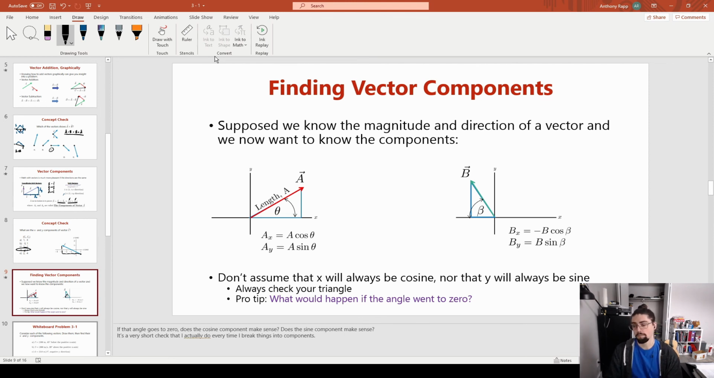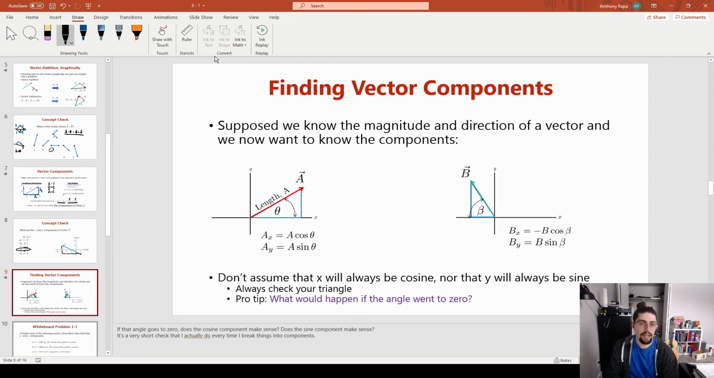Always check the triangle, because I'm saying it down here. Don't assume that x will always be cosine. Don't assume that y will always be sine. Often, that's true, but it's not always the case. And if you always assume that x means cosine, you're going to be in some sticky situations in the future.